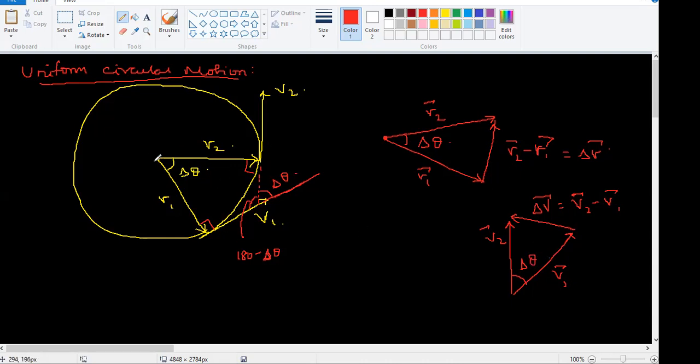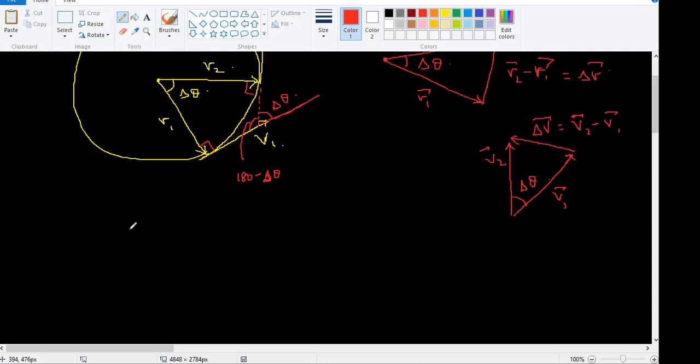Now to understand that, you have to understand this quadrilateral. If you have any doubts, please stop me. And then acceleration is nothing but change in velocity by time taken. I told you the mathematics, we take the limit of delta t approaching 0.